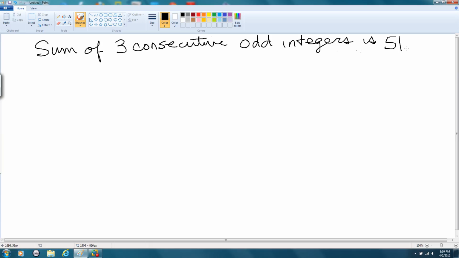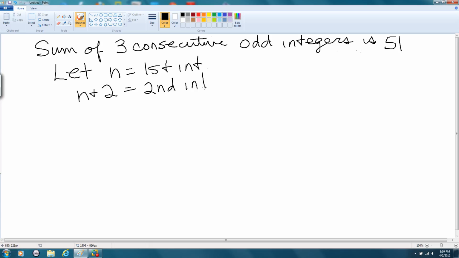Okay? So think of this. Let's say, think of 3 consecutive odd integers. Let's say I have 3, 5, and 7. Well, as I go from 3 to 5, I add 2. And as I go from 3 to 7, I add 4. So the way it goes is I'm going to define the first integer as: let n equal the first integer. Once I know that, then n plus 2 is equal to the second integer. I'm just abbreviating integer there. And n plus 4 is equal to the third integer.